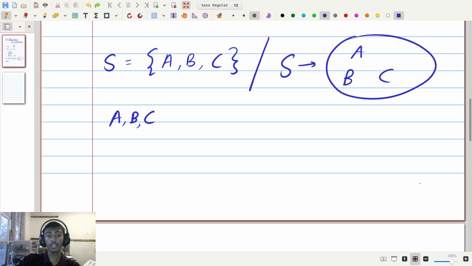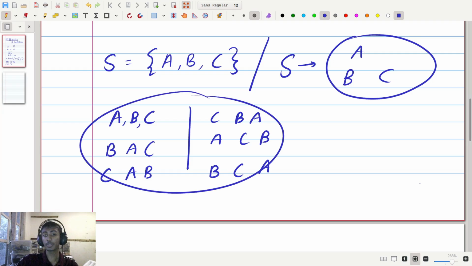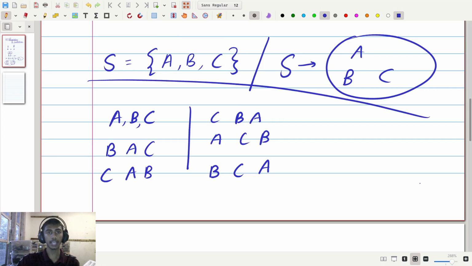Another possible permutation could be B, A, C. Another possible permutation would be C, A, B. Another one would be C, B, A. Another one would be A, C, B, and the final possible one is going to be B, C, A. These are the 6 total possibilities that we could have, as in the different permutations of the set S.